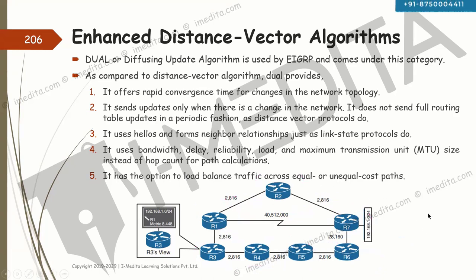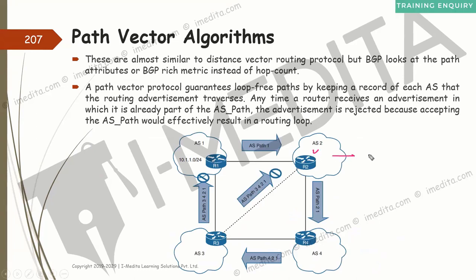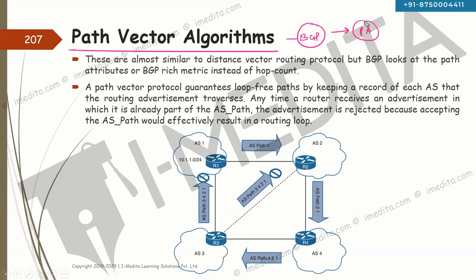Path vector routing protocols are those protocols that consider AS as the hop. In fact, we call it AS hop. So path vector routing protocols are quite similar to the distance vector protocol, but protocols such as BGP do the best path selection based on path attributes and the BGP metric instead of hop count. BGP, Border Gateway Protocol, uses the path vector algorithm to decide the best path to reach a destination. And that path vector algorithm uses these path attributes to decide the best path to reach a destination. One of the path attributes is called AS path.